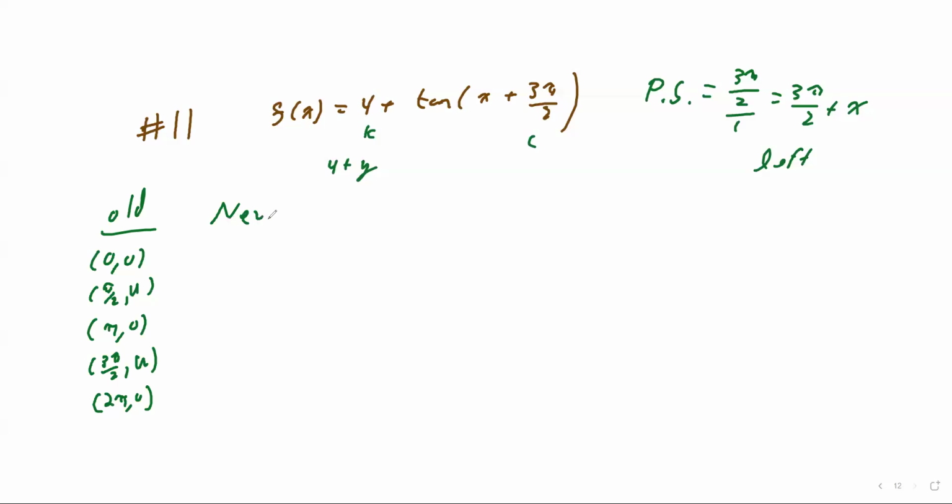Find my new points. Let's see. So for my x, I'm just going to go left. So that's going to be a negative 3 pi over 2. And then add 4. So that's going to be 4. So then 3 pi over 2, or think of it like this. I'm going to take that. So that's going to be negative pi halves, comma, undefined. And then this will be positive.